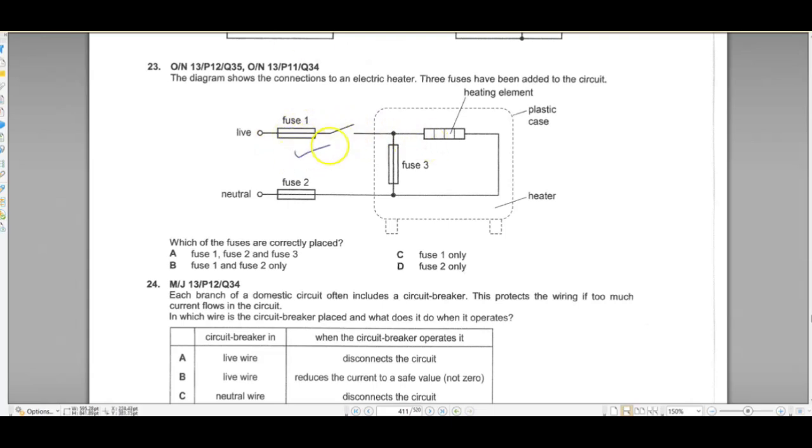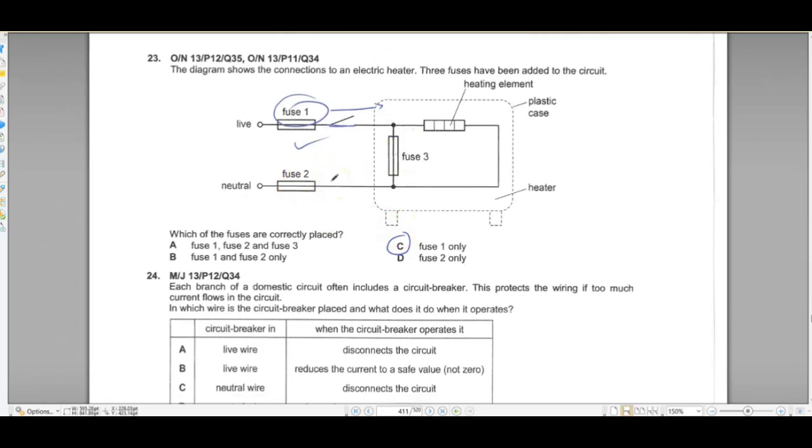And if fuse 1 is connected correctly, then we don't need fuse 2 and fuse 3 anymore. So if the switch is closed, the current is going to pass through like this. And if there is a current more than the calibrated value, it is not going to pass. Fuse 1 is in the correct position, so C is the correct option. You don't need fuse 2 and 3.